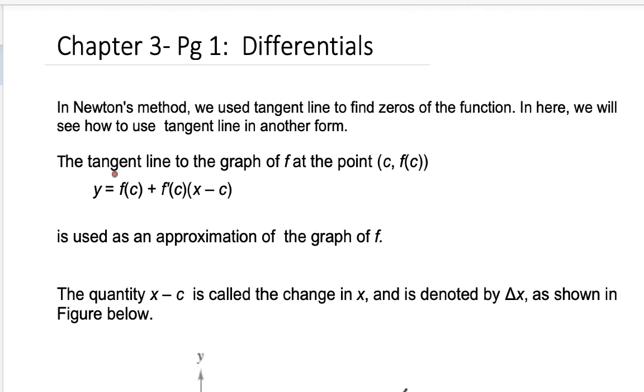Now remember, the tangent line to the graph of the function at the point c, f of c is given by this equation: y equals f of c plus f prime of c times x minus c. We're going to use this tangent line as an approximation of the graph of the function f. Now let's look at the picture or the graph below.